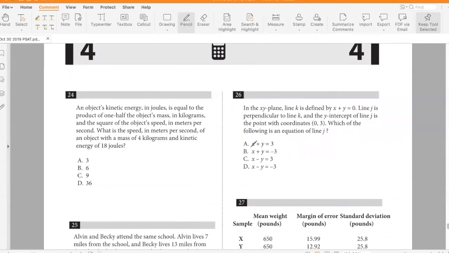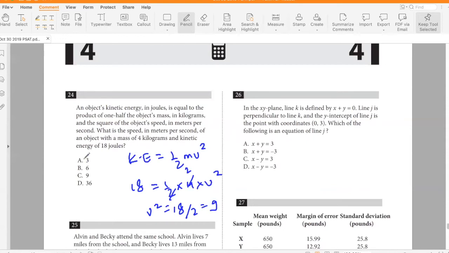An object's kinetic energy in joules is equal to the product of 1/2 the object's mass in kilograms and the square of the object's speed in meters per second. What is the speed in meters per second of an object with a mass of 4 kilograms and kinetic energy of 18 joules? So kinetic energy is half m v squared. So 18 is half into 4 into v squared. So v squared is 18 by 2, which is 9. So v is 3.